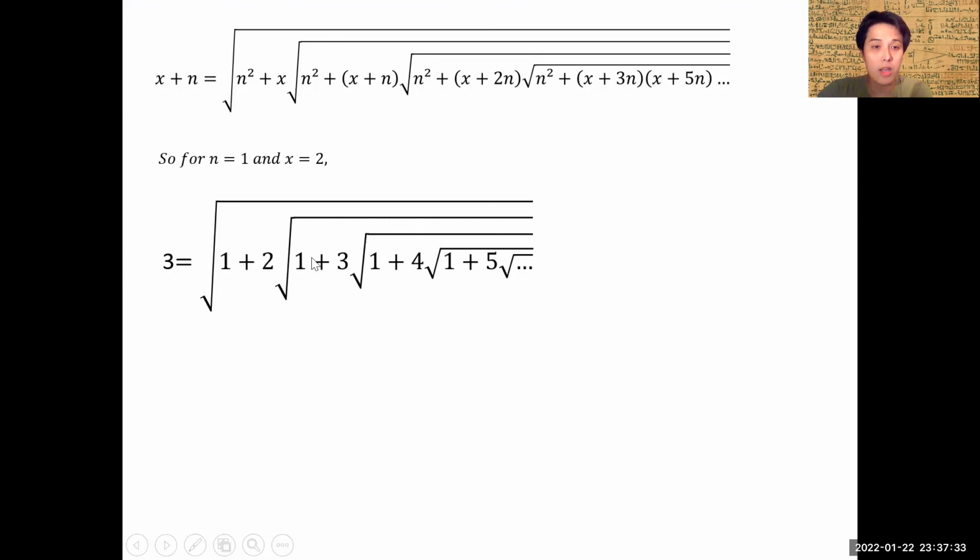So this is 2. The next term is x plus n. x plus n is 2 plus 1 is 3. So this is 3. So what's the next one? Next one is x plus 2n. 2n in this case is 2. x is 2. 2 plus 2 is 4. So we have a 4 here. Likewise, if I continue, x plus 3n will be 3 plus 2, which is 5. So you will have a 5 over here, and so on and so forth.